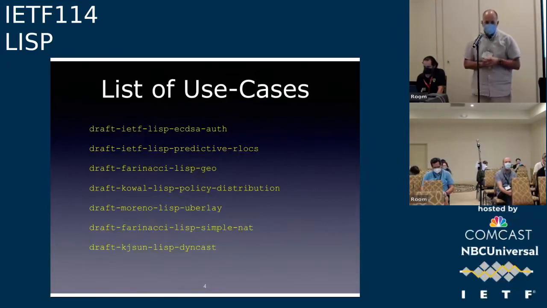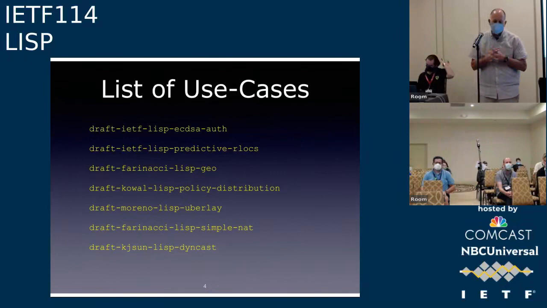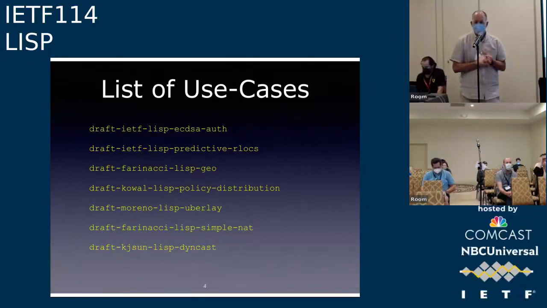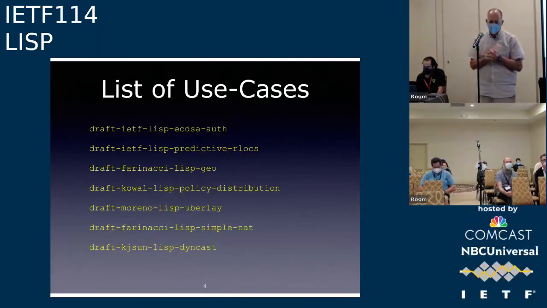These are the current working group and individual submission drafts that are using the distinguished name stuff. So the ECDSA authentication is using it to store the hash value when you want to look public keys up in the mapping system to verify signatures. We use it for grouping type stuff in predictive RLOCs. And we use it for encoding.